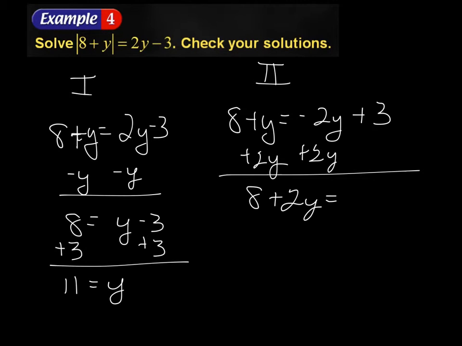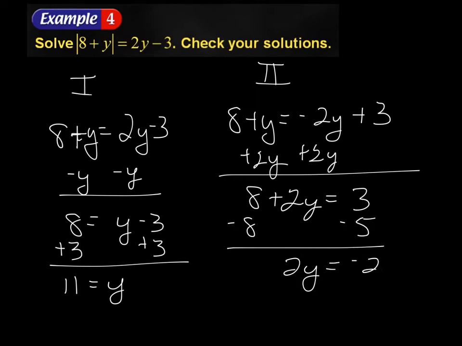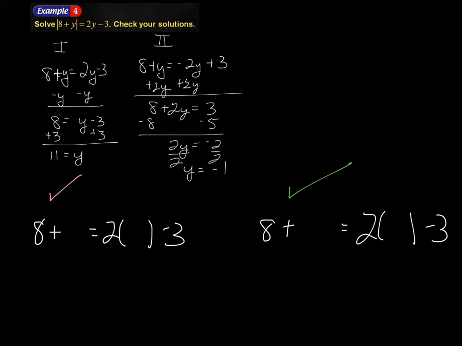So 8 plus 2y equals 3. Subtract 8. And I have 2y equals negative 2, divided by 2. And y equals negative 1. To check, we're going to substitute 11 back in where the y was in the original equation, and I get 19 equals 22 minus 3, which is a true statement. So that one worked.